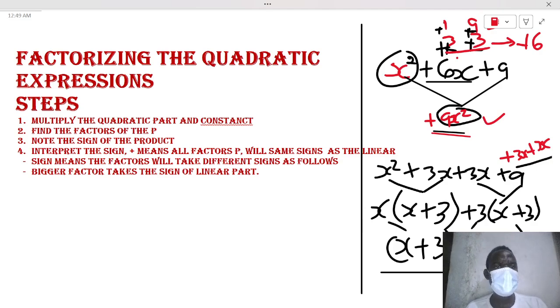Next time we'll look at how we can solve quadratic expressions by using the factor method. Then we'll talk about completing the square and the quadratic formula. See you in the next video. Thank you.